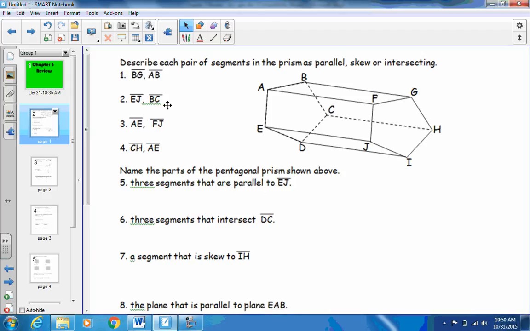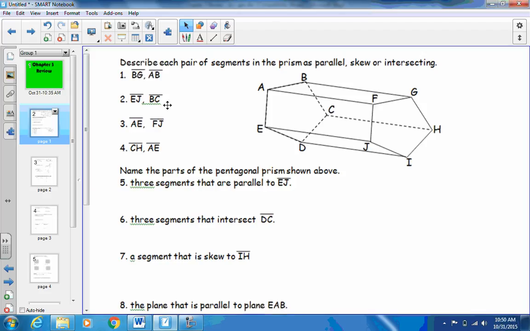The first part says describe each pair of segments in the prism as parallel, skew, or intersecting. Now remember, parallel would be in the same plane and never intersecting. Skew would be in different planes and never intersecting. And intersecting obviously would be they cross each other's paths.